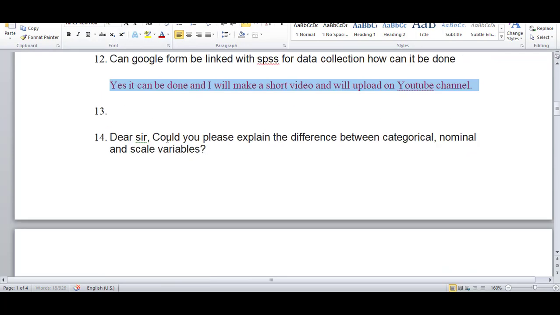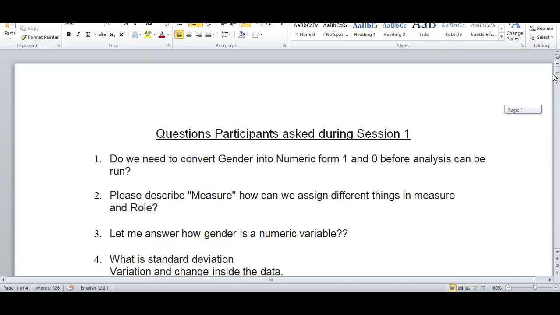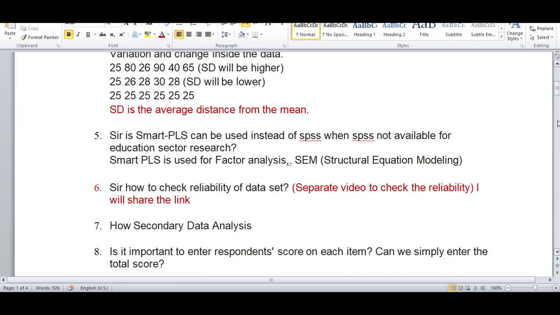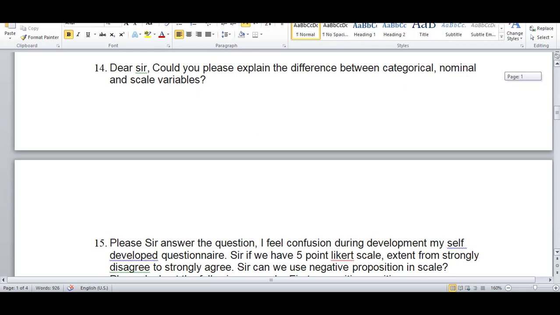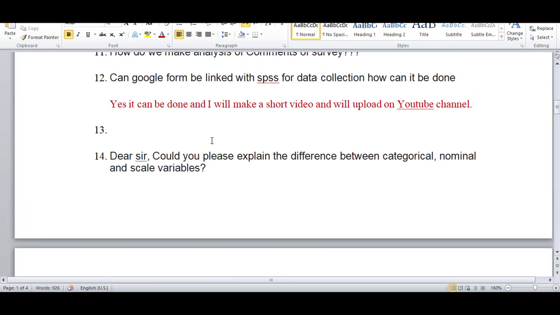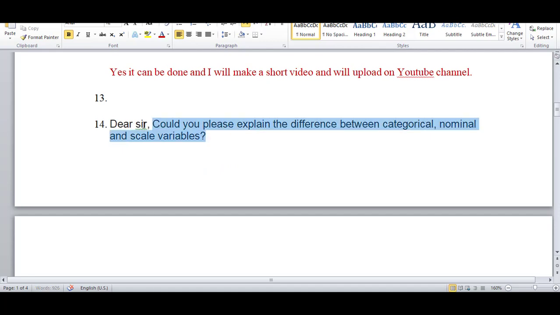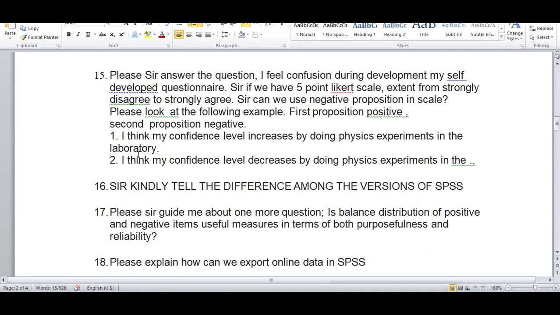Okay. So number 12, dear sir, could you please explain the difference between categorical, nominal, and scale variable? I already explained this when I was explaining the second question. So go to my initial answer of the second question. Your answer will be there. Still, if you have confusion, you can ask me later.